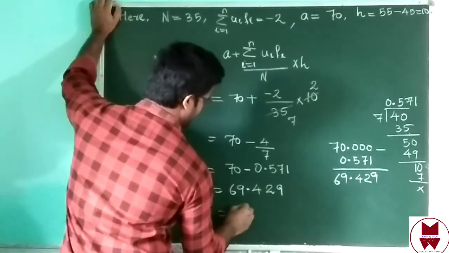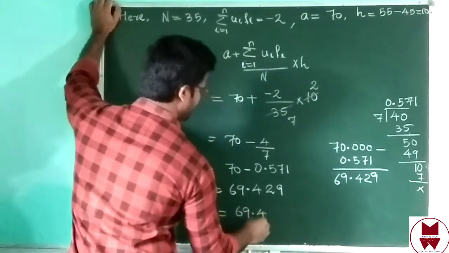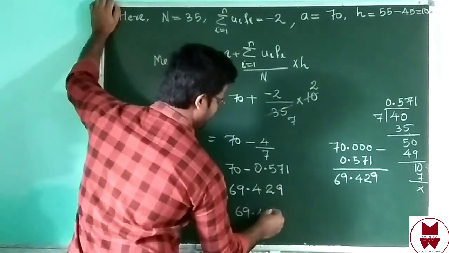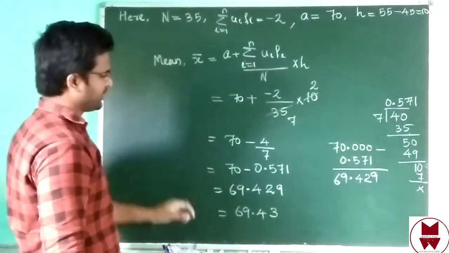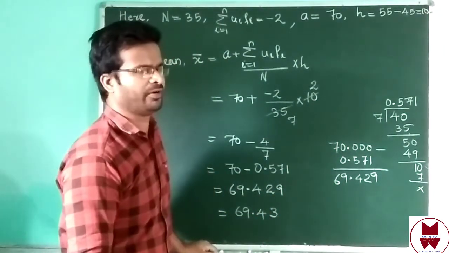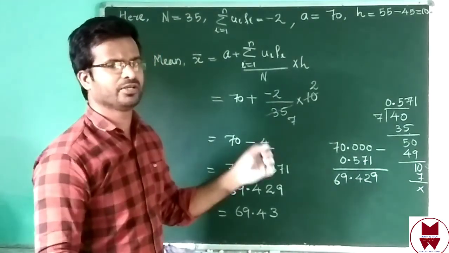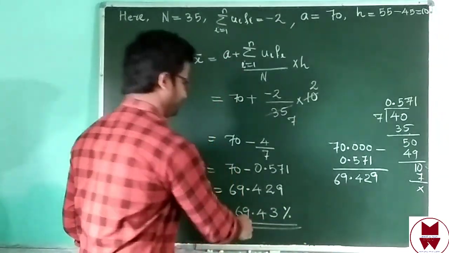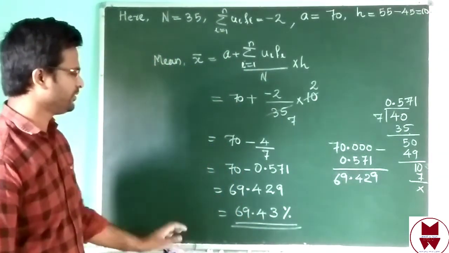Then this one we can write 69.4. This third number is 9, more than 5, so 2 becomes 3. 69.43. What will be our unit? The unit is from the first column, that is percentage. Our answer is 69.43.